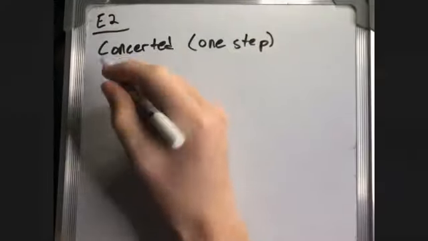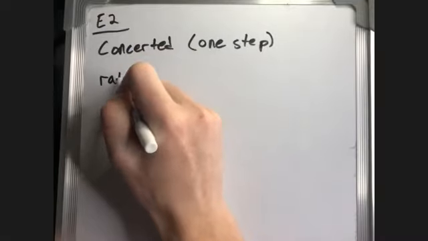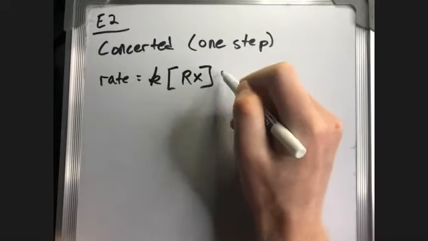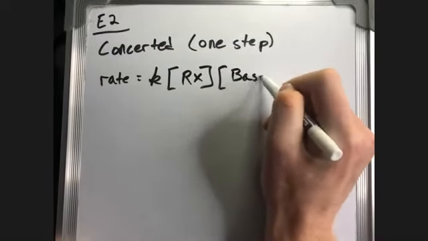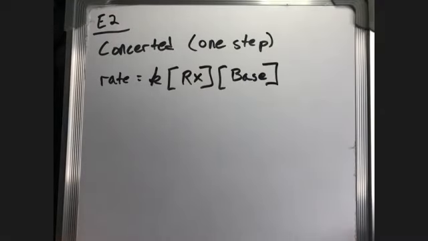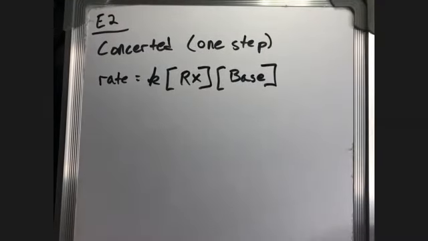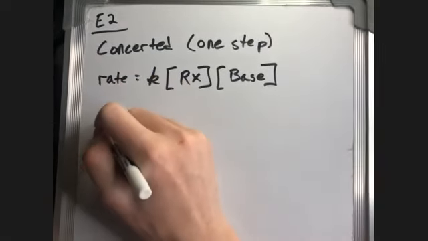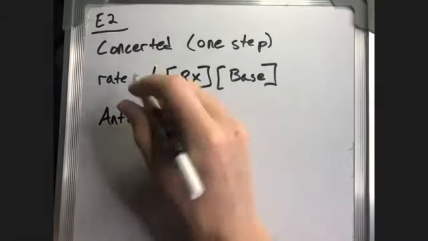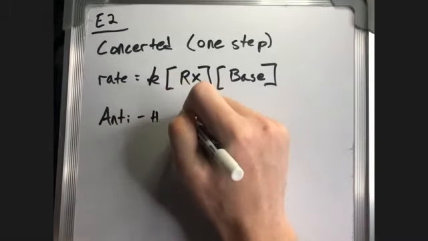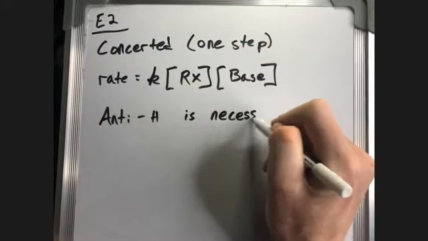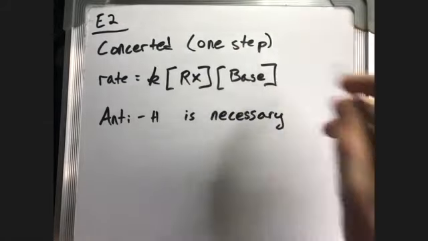Other information: it's bimolecular. So that means the rate is determined by the rate constant times the concentration of the alkyl halide times the concentration now of the base, not the nucleophile, because in E2 we are having base functionality and not nucleophilic substitution type functionality. So that's E2. The last unique part of E2 is that you have to have an anti-hydrogen to undergo E2. So anti-hydrogen is necessary.